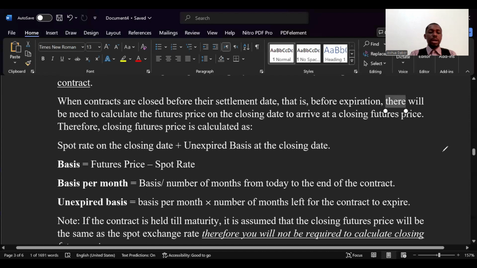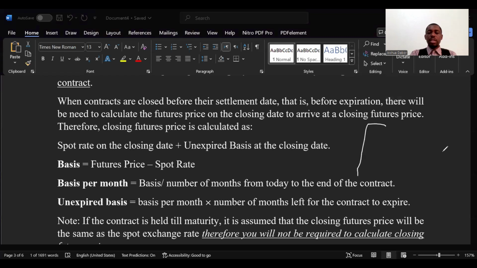It's called the basis per month. So there are 3 dates that you need to be familiar with. Number 1 is what? Today. Number 2 is what? The transaction date. And number 3 is the contract expiration. Contract expiry dates. You need to know these 3 dates to be able to calculate your basis correctly.